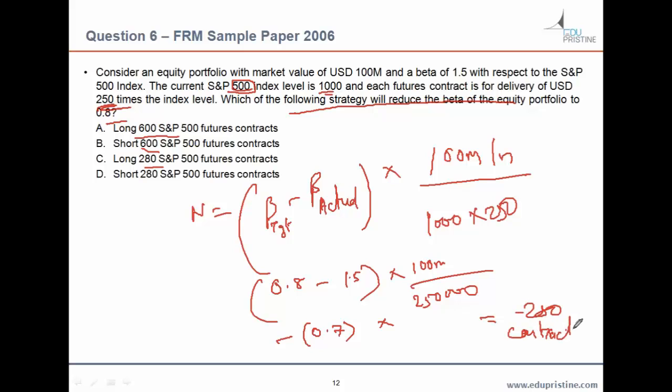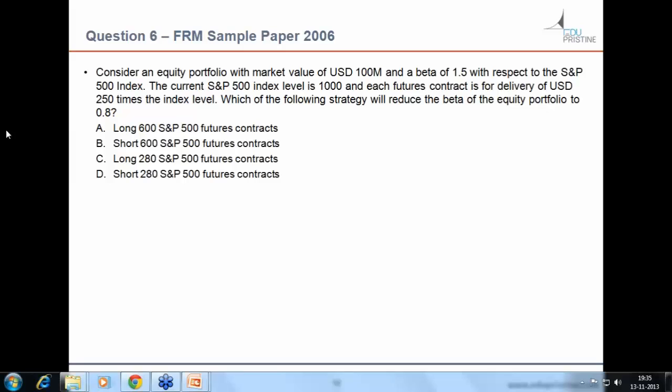What does this minus sign indicate? It indicates that you need to be short. The simple reason is that it is telling you to reduce beta. You are long and you need to reduce the beta, so you need to reduce exposure. So it's simple, you need to be short. You can eliminate options A and C so easily, and you're left with only two options, B and D.